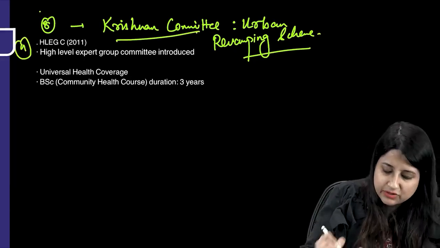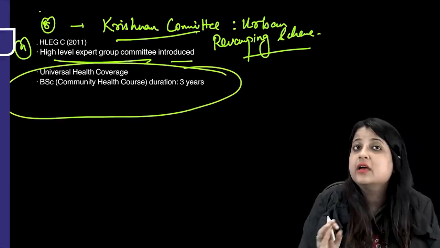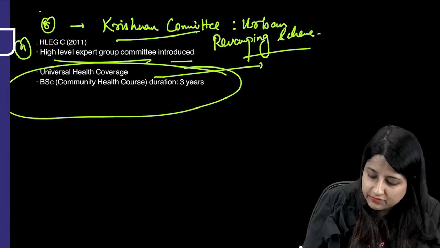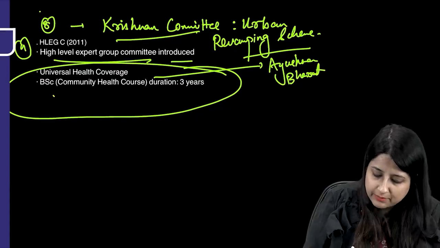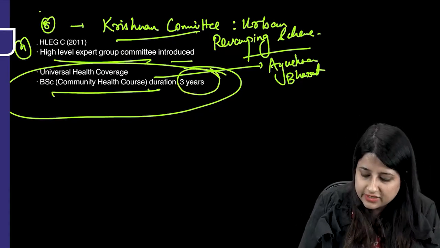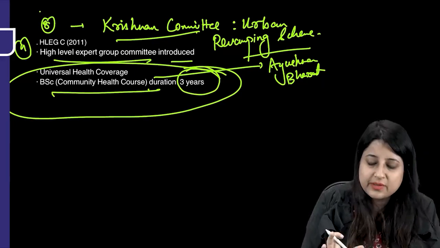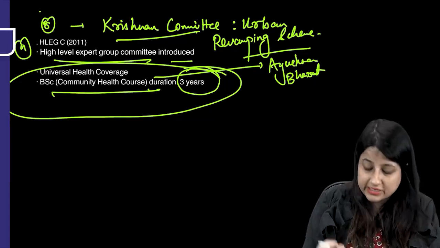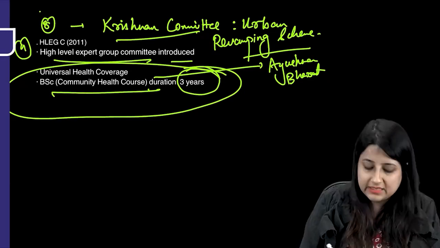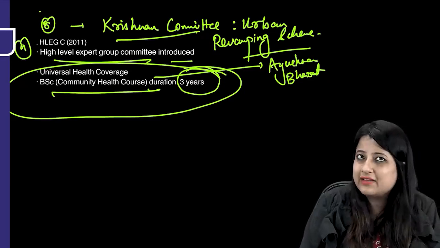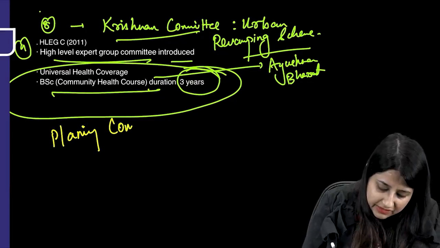The latest committee which is there is high level expert group. This was introduced, which is talking about two things: promoting universal coverage. What is the way to achieve universal coverage in India? Already discussed, Ayushman Bharat. And also about BSc community health. The duration for that is 3 years. High level expert group spoke about creating a cadre of BSc community health. Okay, that is important. But now, do we have the planning committees as of now? No, there are none. Right now we have high level expert group. But please remember, the planning commission has been replaced by what?